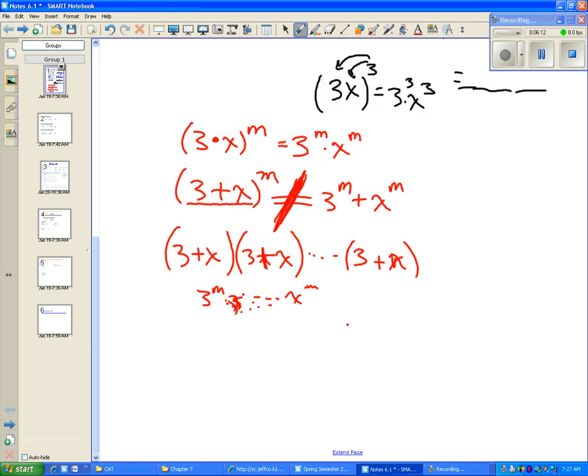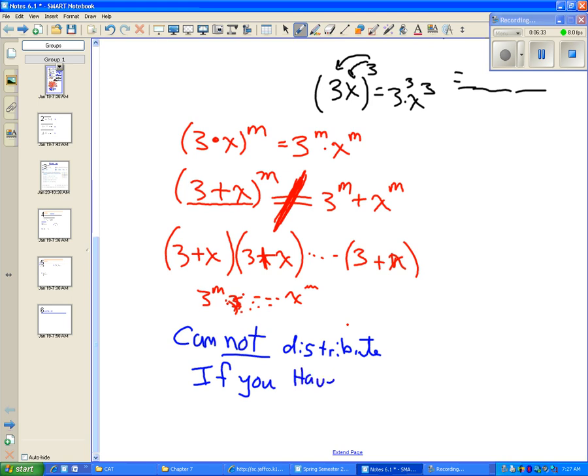So make sure that you do remember that you cannot distribute the power if you have addition or subtraction. It doesn't work. It doesn't work the same. I can only do it as if I'm multiplying. Okay? Let's look at my next slide.